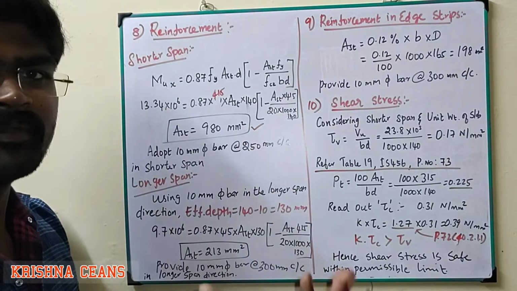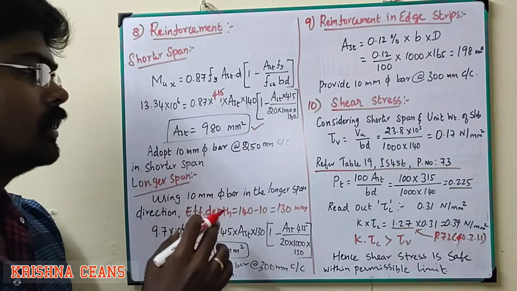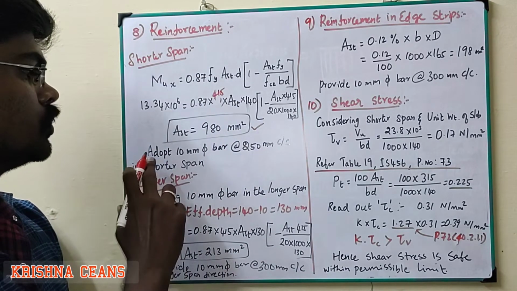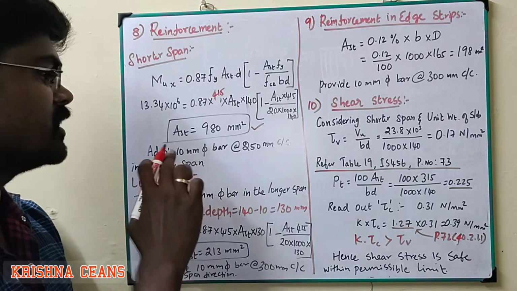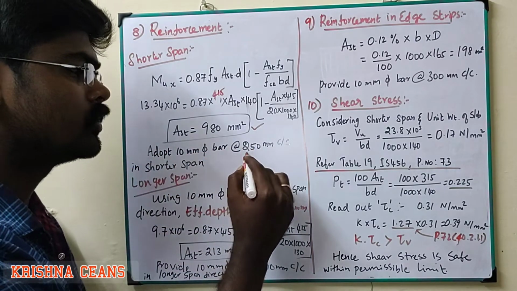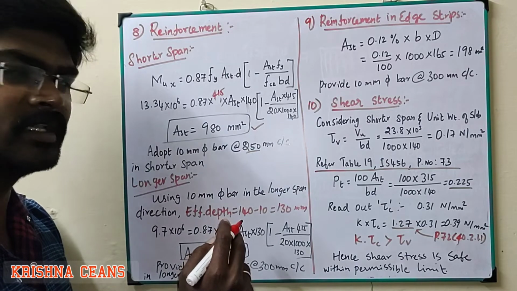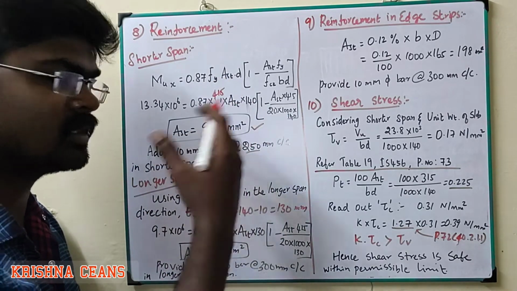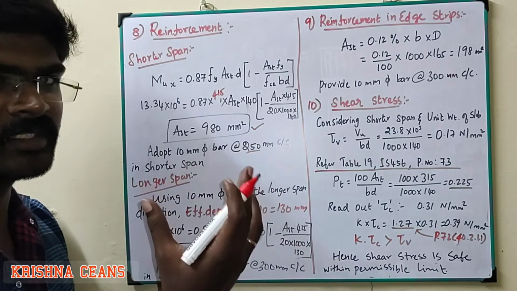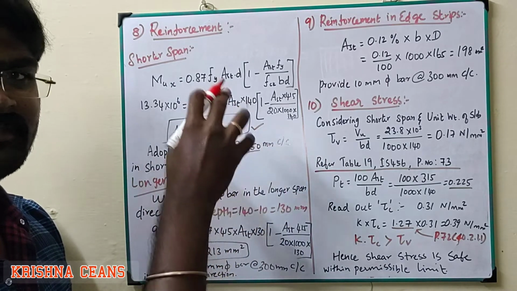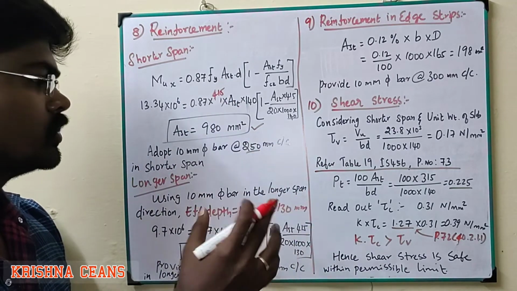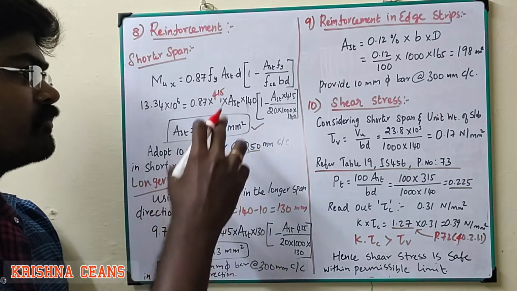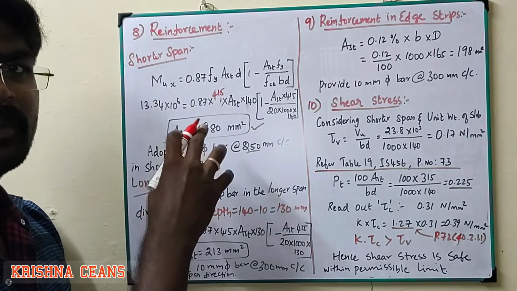So we need to provide reinforcement for this Ast in the shorter span. We have to provide at least a 10 mm dia bar. So adopt 10 mm dia bar at 250 mm center to center spacing in the shorter span. We already discussed this in the one-way slab, that's why we quickly provided the spacing. We need to calculate how it comes to 250 mm. Then we go for the longer span.